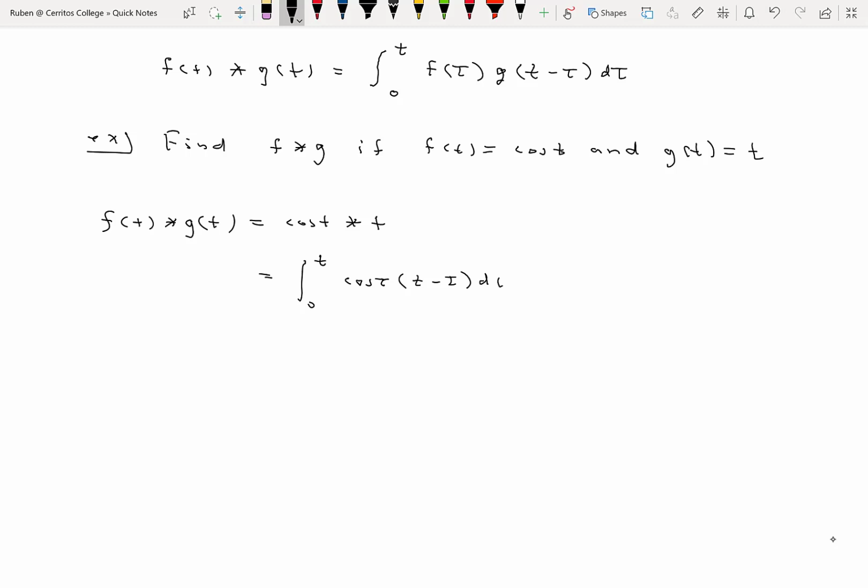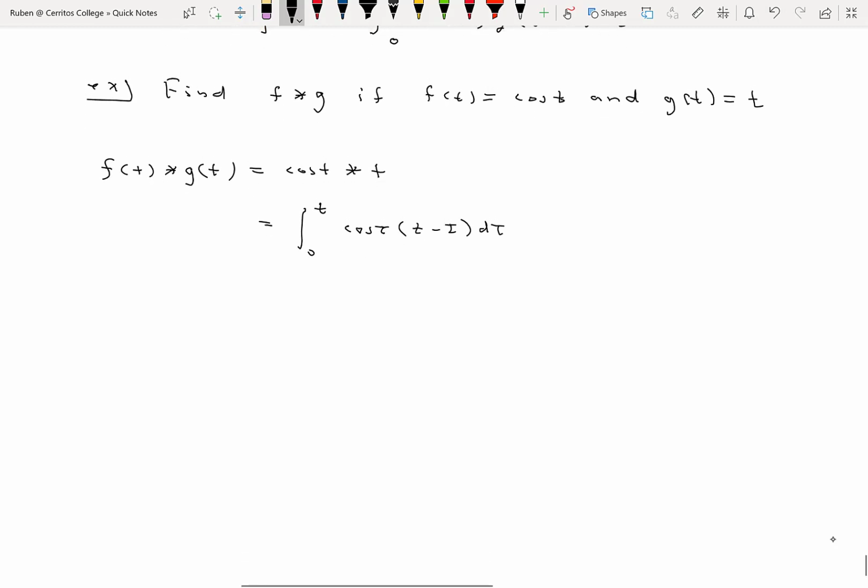Integration is taking place with respect to tau. Now, this integral is a standard integral we would see in Calc 2. The technique of integration we'll use is just the same technique we would use in Calc 2, integration by parts. So I'm going to integrate by parts.